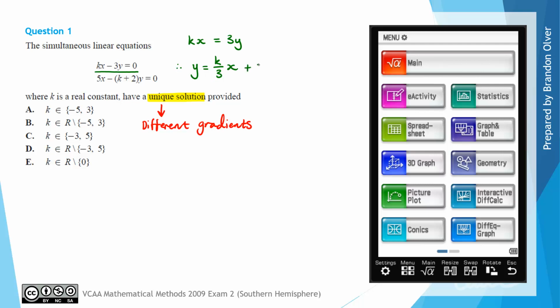Technically, there's a plus 0 to say that's what the y-intercept will be, but that's more or less irrelevant for this question and the way it's been asked, because unique solutions just require it to have different gradients and there's no condition for the y-intercept.